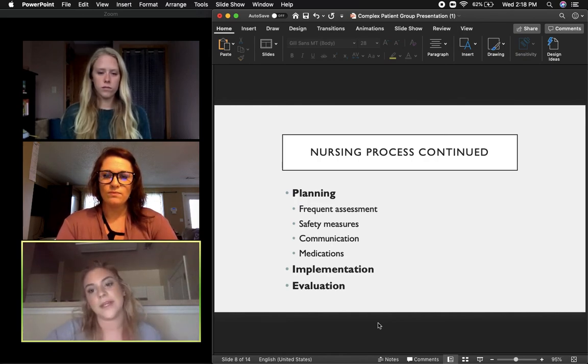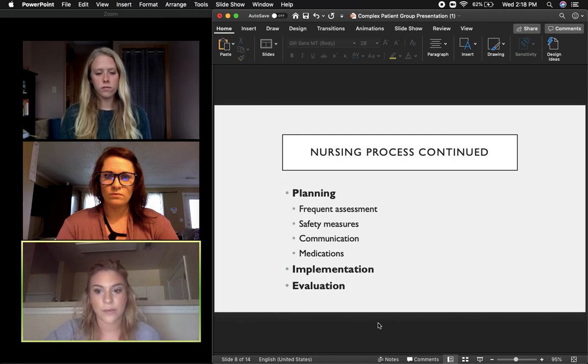How are we going to communicate with this patient? If they are having some difficulty speaking, how can we talk to their family members and her daughter about communicating with her? And then we want to look at our orders. So what medications are we going to be giving this patient, and what other interventions will we implement?